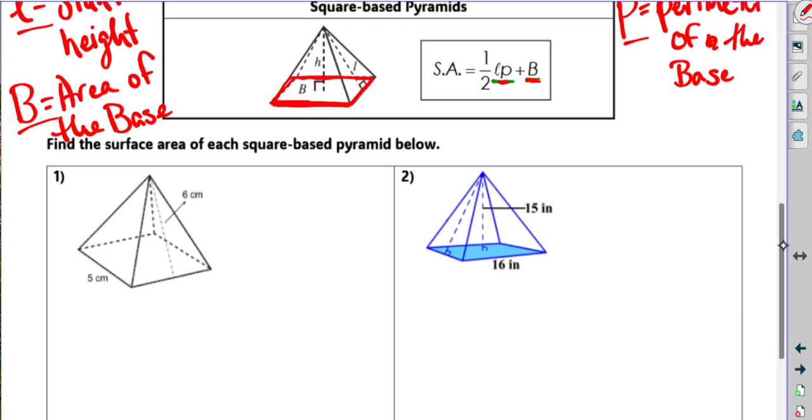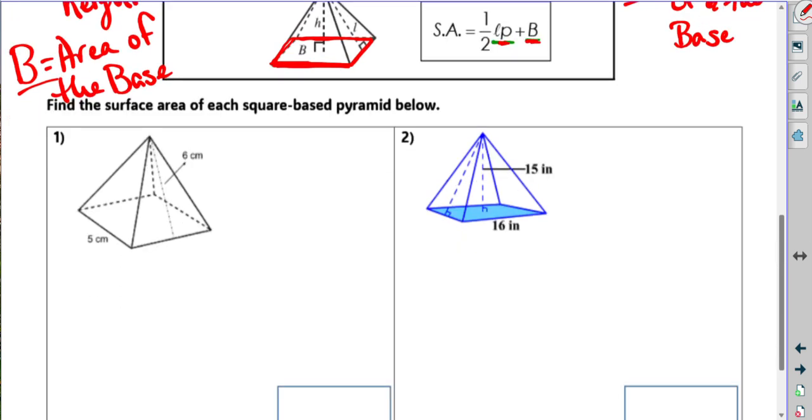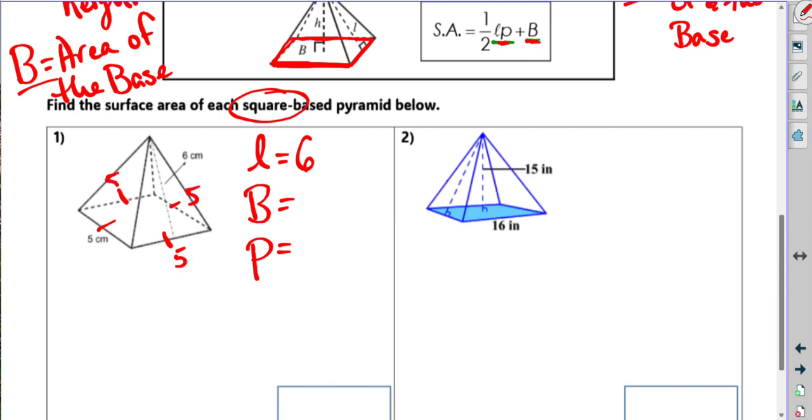All right, let's look at that first problem and see what we're given. So 6 is going down the slanty side. That's good because that is our slant height. Now we need P and B. So P is the perimeter of the square on the bottom. Again, it's a square, so all of these are the same. There are 5 going all the way around. So the perimeter is 4 times 5, or you could just add 5 plus 5 plus 5 plus 5, and you get 20. The perimeter of the square base is 20.